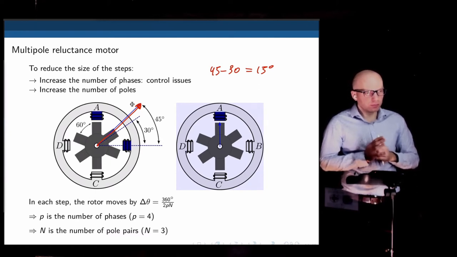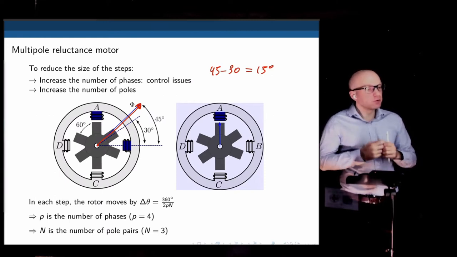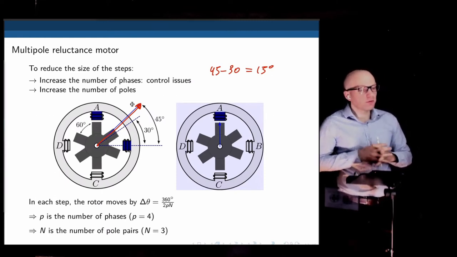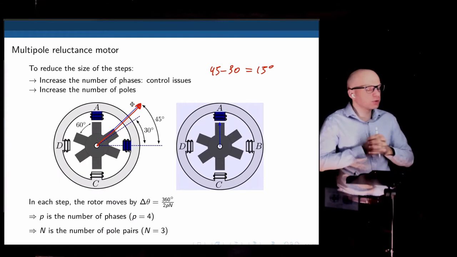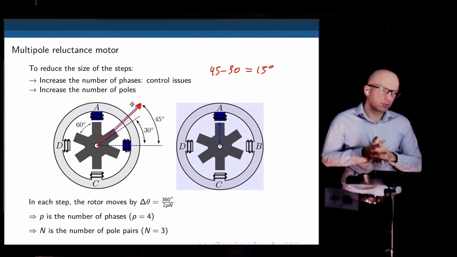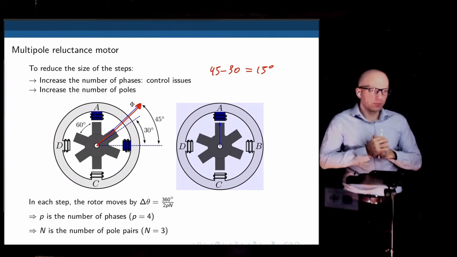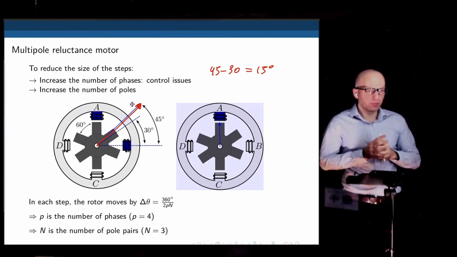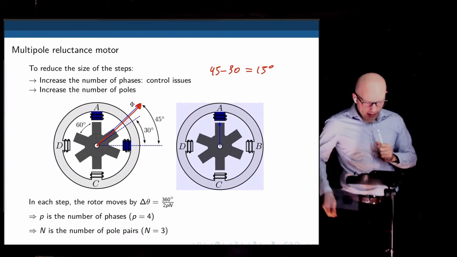Sure. So, sorry, I couldn't hear you. 30. The next step would also have to be 15 degrees. Would also have to be 15 degrees, but I didn't ask my question correctly. Which coil should we actuate next? Are we spinning clockwise or counterclockwise? We are going counterclockwise.